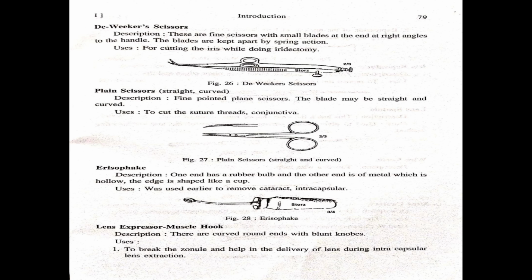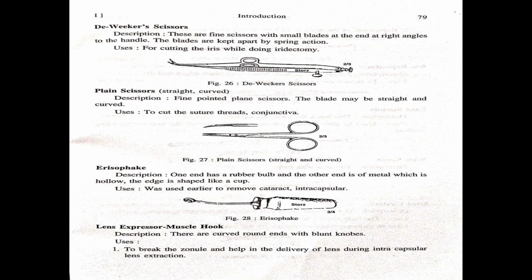Figure 27: plain scissors, straight and curved. Aerophake. Description: one end has a rubber bulb and the other end is of metal which is hollow. The edge is shaped like a cup. Uses: used earlier to remove cataract, intracapsular.